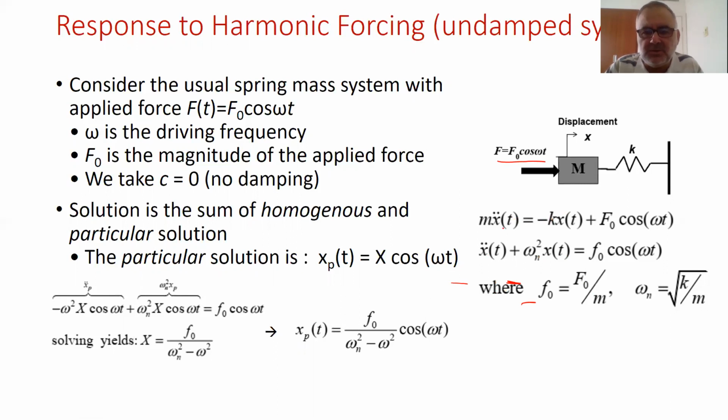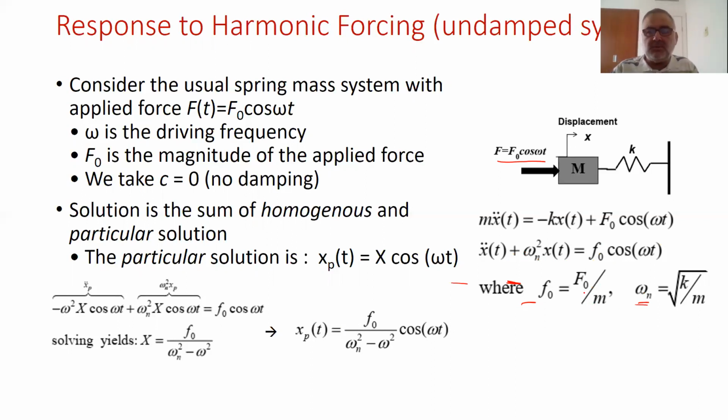So our equation of motion is m x double dot equals minus kx plus F0 cosine omega t. We can divide everything by m and get x double dot plus omega n squared x equals lowercase f0 cosine omega t, where the lowercase f0 is force per unit mass, and omega n is the natural frequency of our system.